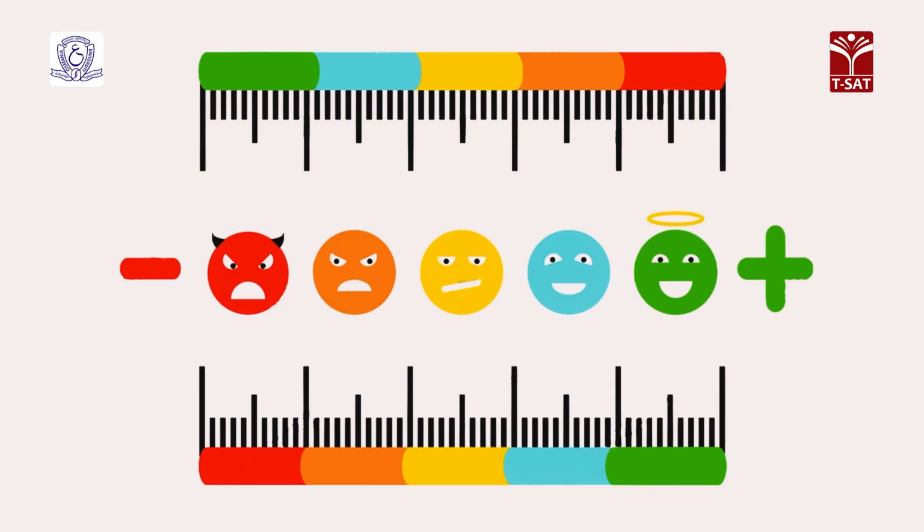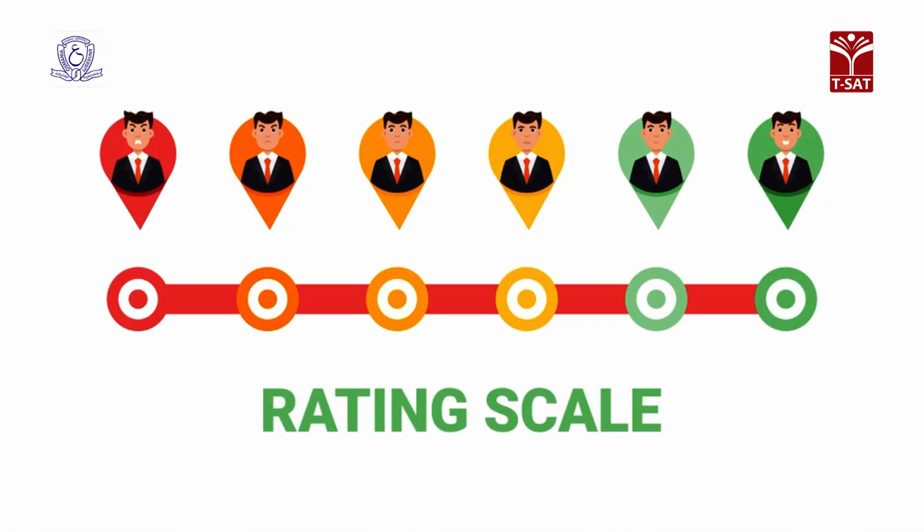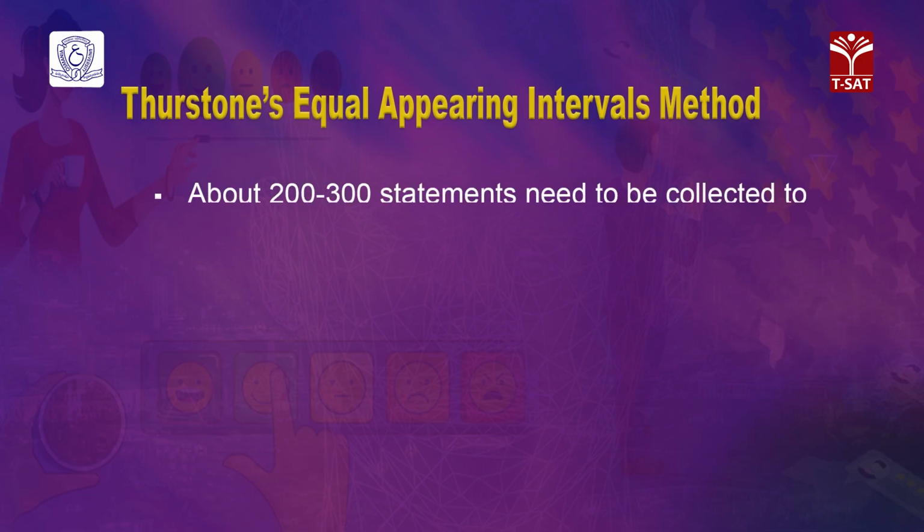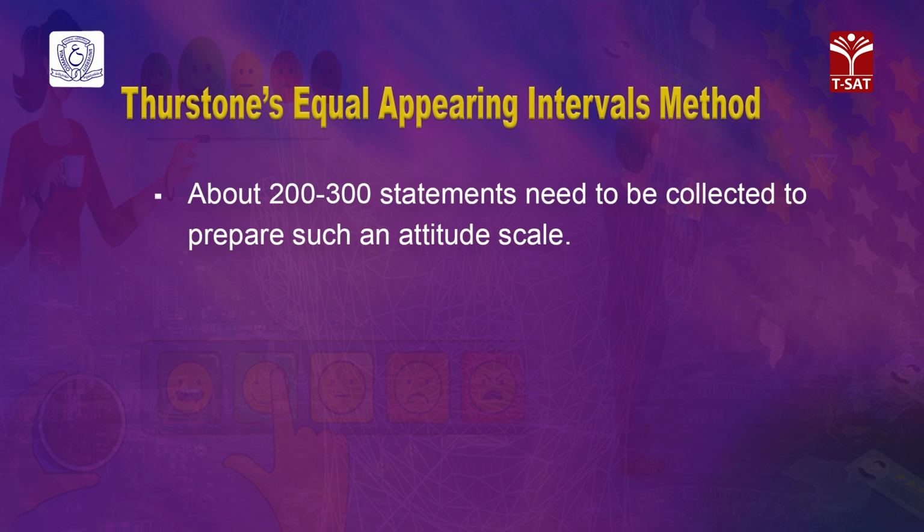However, care has to be taken such that these statements represent all the points on the continuum from complete acceptance to complete rejection. It is important that the investigator must not let his or her opinions or prejudices affect the collection and editing of the statements which are collected. So, what are the steps in the construction of such a scale? About 200 to 300 statements need to be collected to prepare this kind of attitude scale.